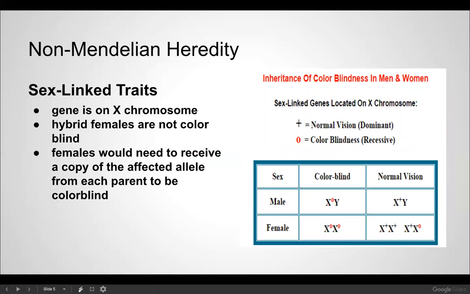So for a sex-linked trait, the gene is on the X chromosome. Hybrid females are not colorblind. Females would need to receive a copy of the affected allele from each parent, right? Whereas the male only gets it on the X chromosome from the mom.